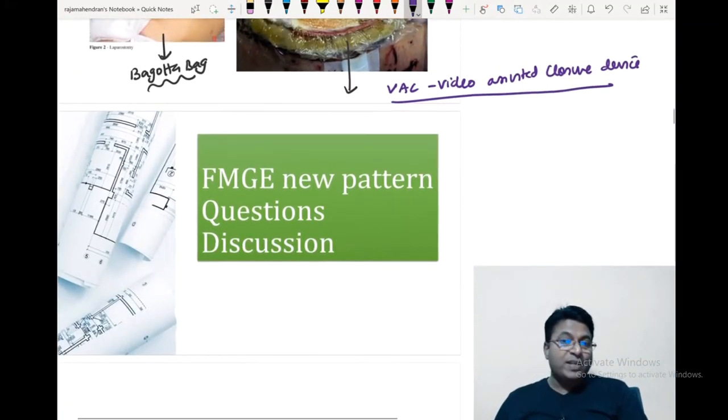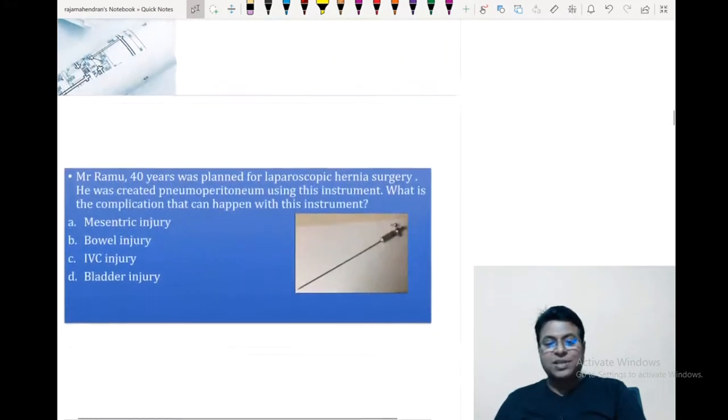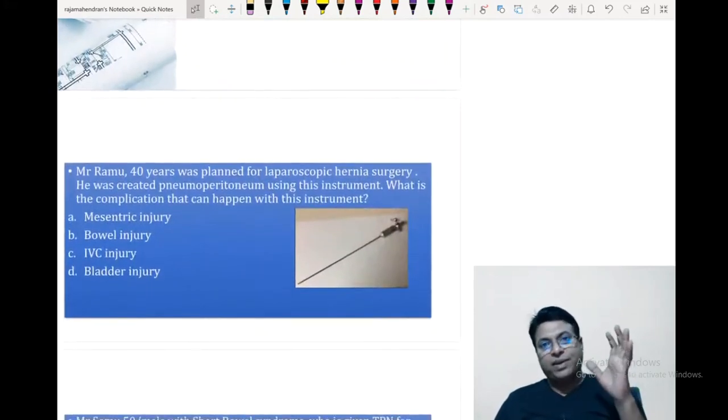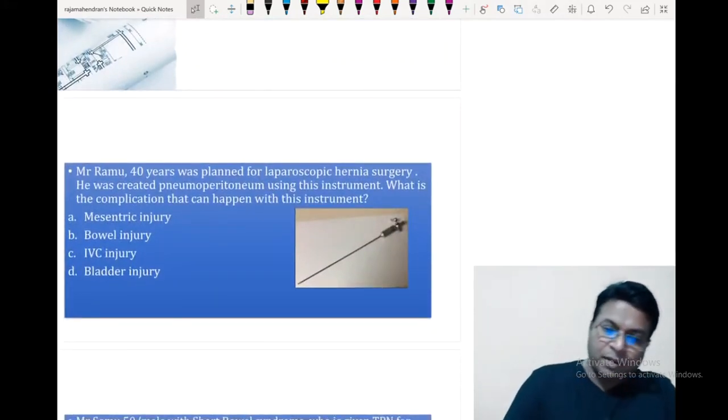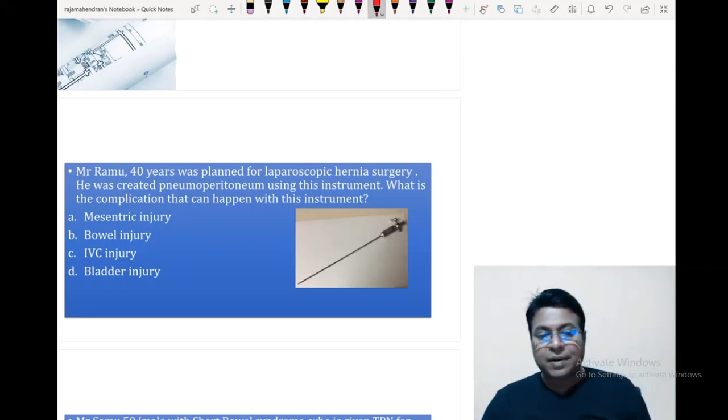So I am going to now discuss the typical FMG questions. I don't want you to learn old pattern one-liners. I want you to know questions like this. This is how the questions will be framed for you in the new pattern. Maybe by chance, because of the COVID situation, the examiners may ask you a one-liner question. But this is the pattern of questions being asked the last 2 years.